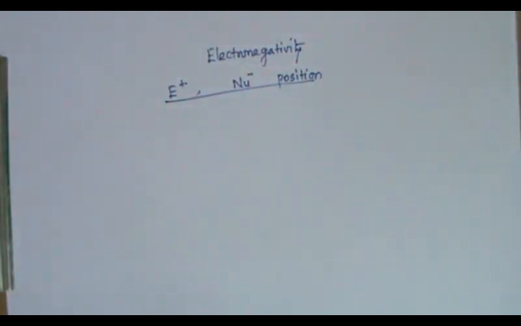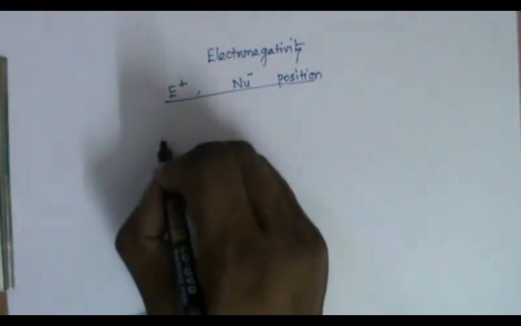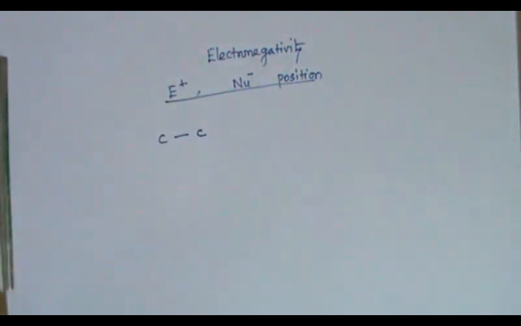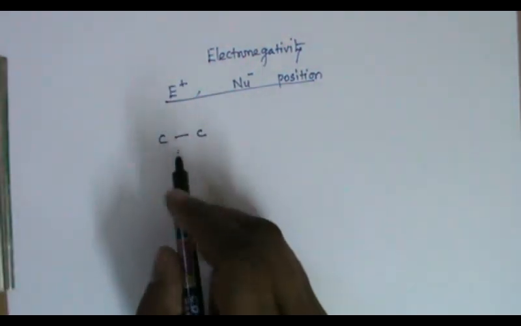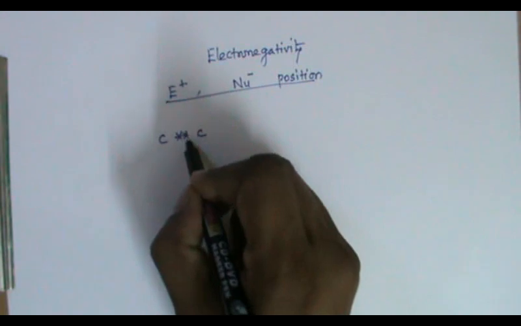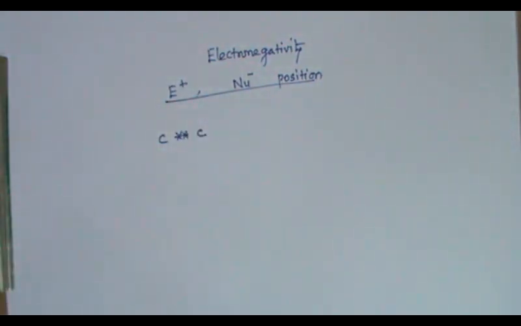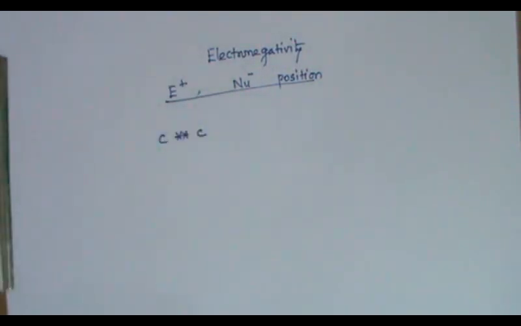So basically it depends on the electronegativity of atoms. When you go for a carbon-carbon bond, both atoms have the same electronegativity. Because of that, the bond pair of electrons will be in the middle. It is not polarized, so there is no charge on the carbon atom.